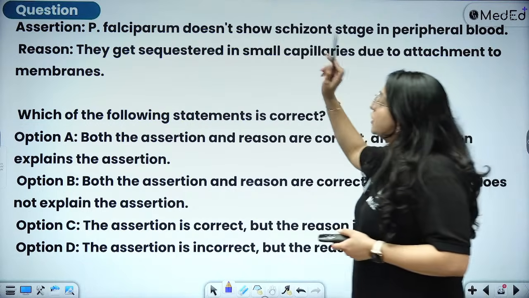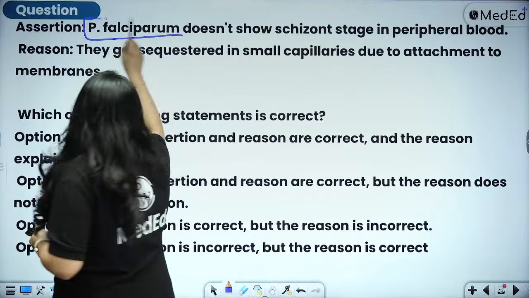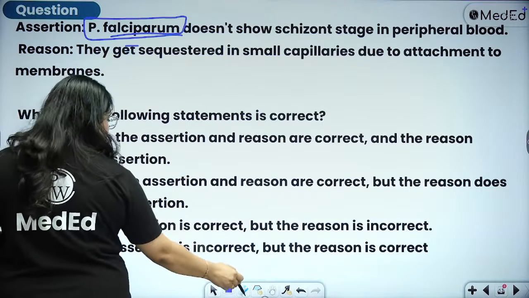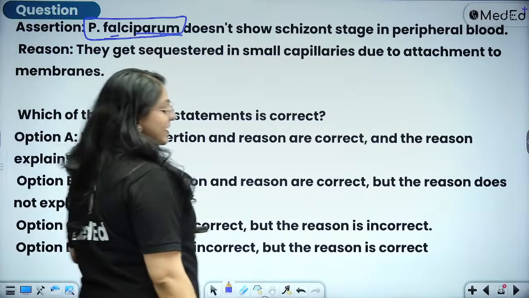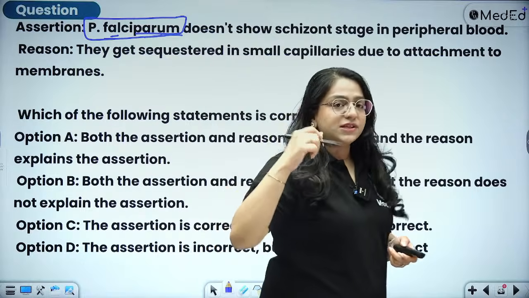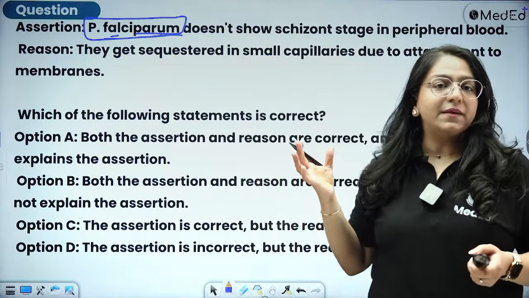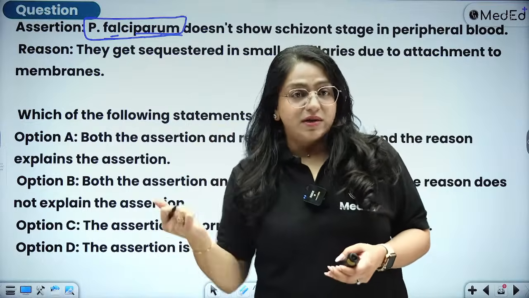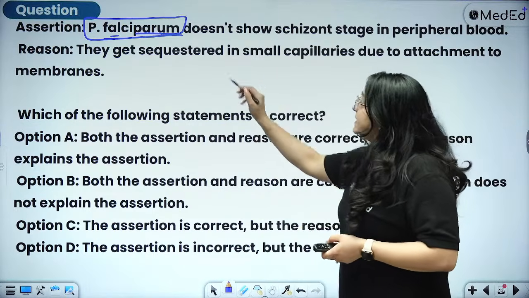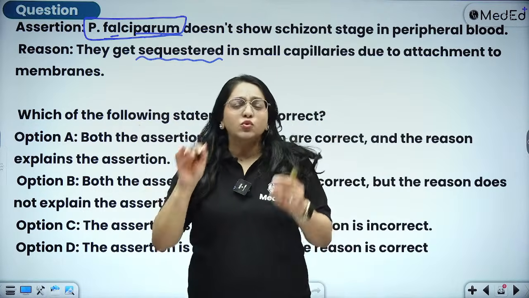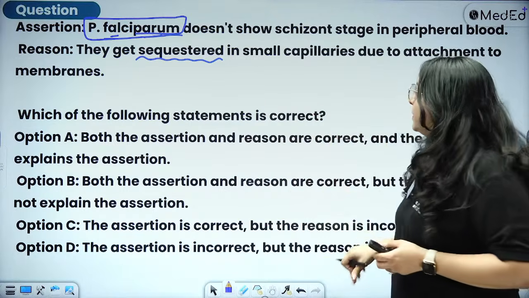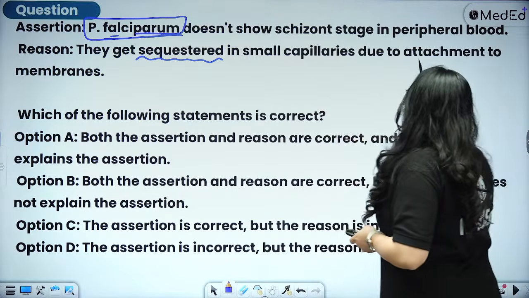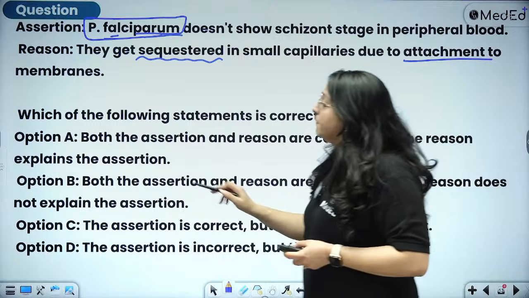blood. So we know that falciparum doesn't show Schizont stage in the peripheral blood. We know that only the ring stage and the gametocyte stage is seen in falciparum. Any other stage is not seen. Why? Because they get sequestered. Sequestered means to go and hide in small places, okay. They've gone and hidden in small places, in small capillaries due to attachment to the membranes.